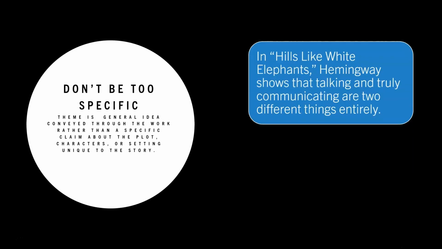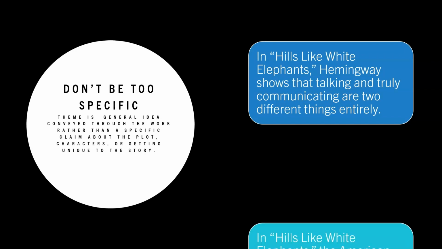So to use examples from the stories we read in week one, one way of articulating theme would be like saying, in Hills Like White Elephants, Hemingway shows that talking and truly communicating are two different things entirely, right? That's a general idea about the message that Hemingway means to convey through the larger significance of what he's created there. Now, when we say don't be too specific, this is what we mean.